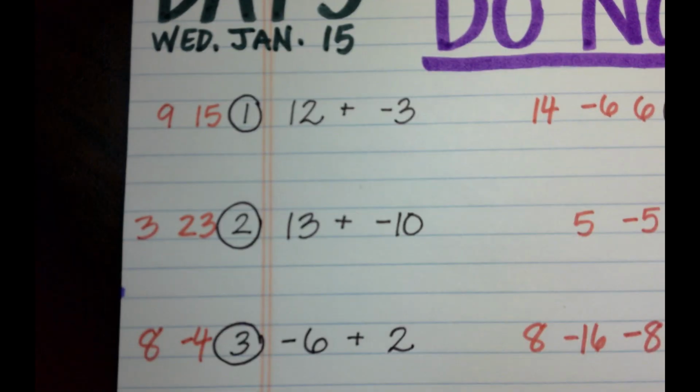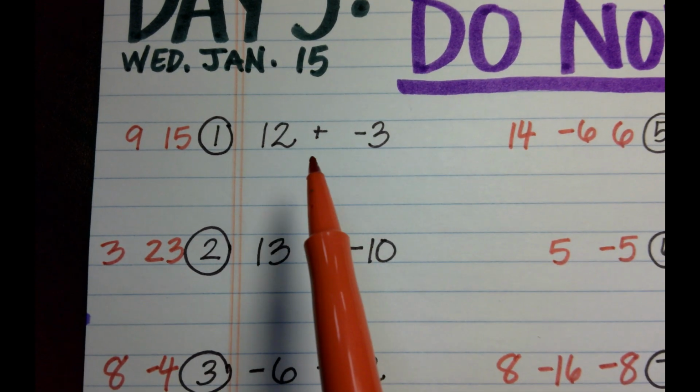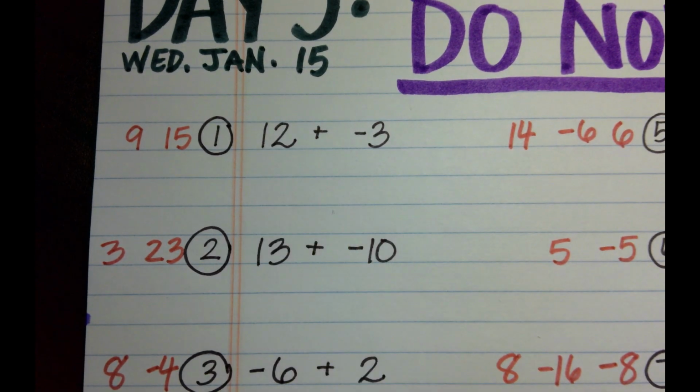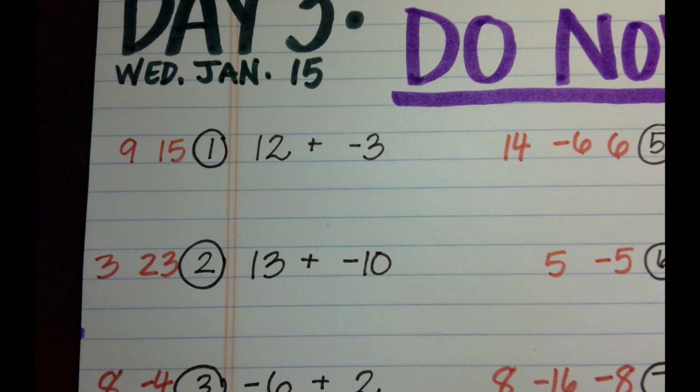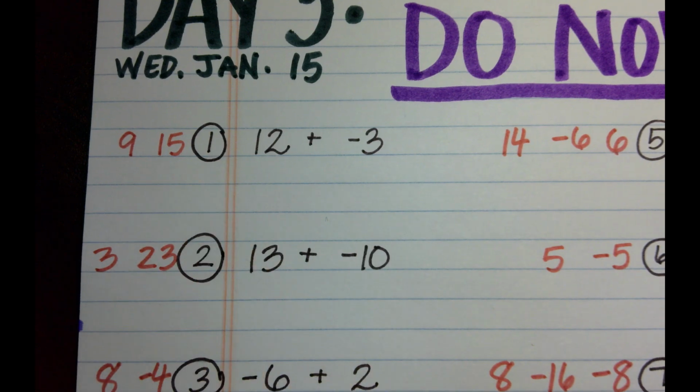Number 1, I have 12, and then I'm adding a -3 to it. So let's see. How many of you think the answer is 9? Raise your hand. Many of us. How many of you think it's 15? Some of us. Okay. Can either side defend their answer and explain why they think it's 15 or why they think it's 9?